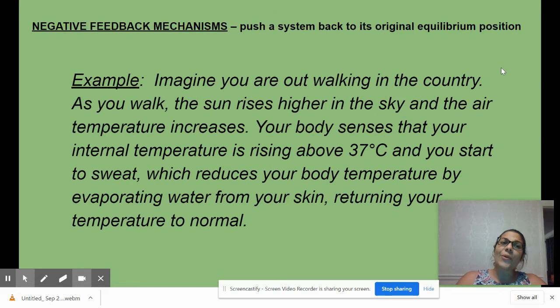Okay, going to your negative. This is pushing it back to the original equilibrium. So imagine you're out walking in the country. As you walk, the sun rises higher in the sky and the air temperature increases.